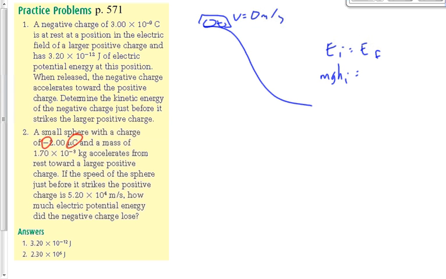It accelerates toward a larger positive charge. The speed of the sphere just before it strikes the positive charge, the speed of the car just before it reaches the bottom. So in other words, we've got just kinetic energy at the bottom of the hill, or when the charged particle gets to the other side. 5.2 times 10 to the 4. How much potential energy did the negative charge lose? Well, it started off with this potential energy, and now it's all kinetic, so that's how much it lost. Let's just multiply 1/2 times the mass times the speed squared.